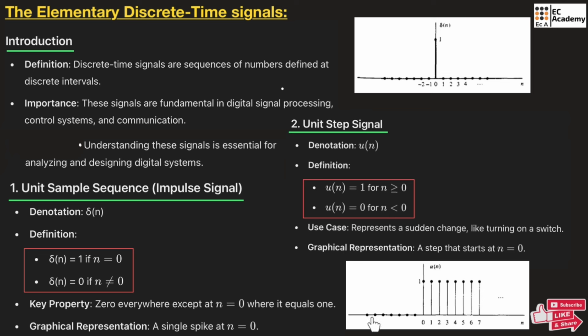If you observe this diagram, it looks like a step. That's why it is known as the unit step signal. This signal represents a sudden change, like turning on a switch. Initially the switch is 0, and once we turn on the switch, it has the state 1. So, the signal will be available similar to turning on a switch. Graphically, it is a step that starts at n is equal to 0. Before n is equal to 0, the value is 0.